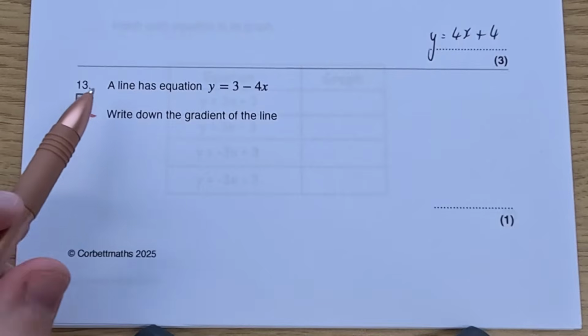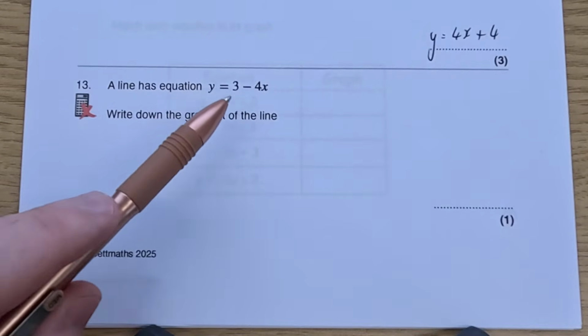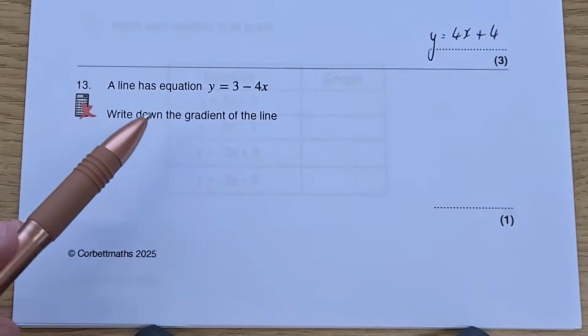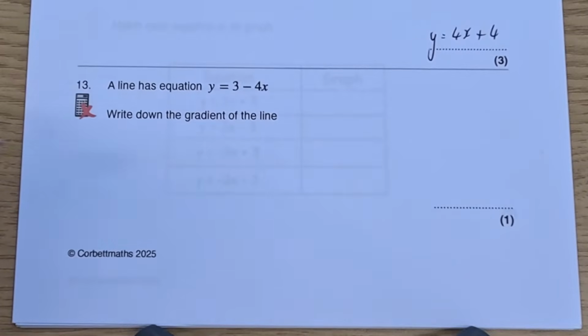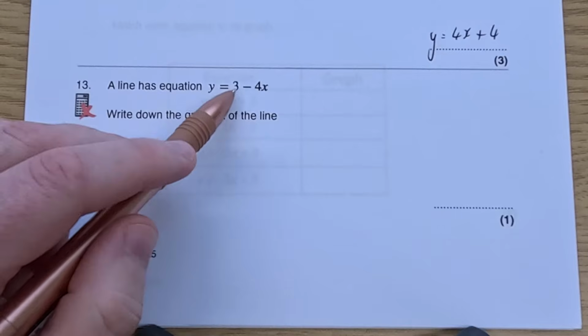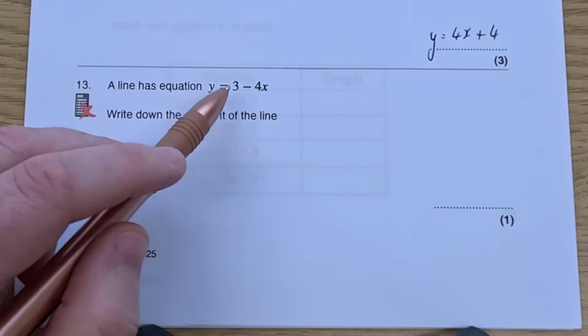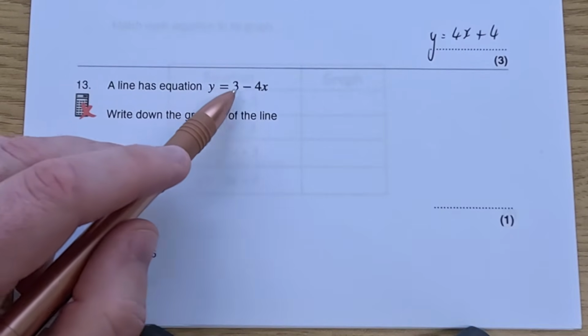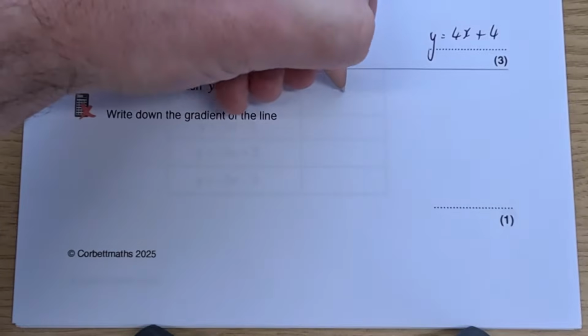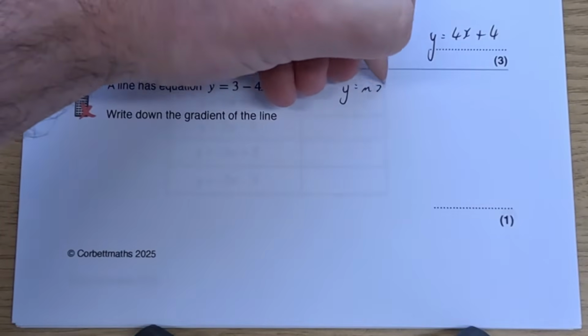So question number 13 says a line has got an equation y equals 3 minus 4x, and we've been asked to write down the gradient of the line. Now this is a bit similar to a question we had earlier. We had a multiple choice question earlier where we had the y-intercept and the gradient of the line the other way around, because here we've got y equals 3 minus 4x. Remember, normally the equation of the line is y equals mx plus c.